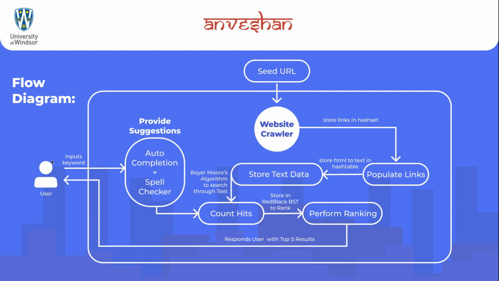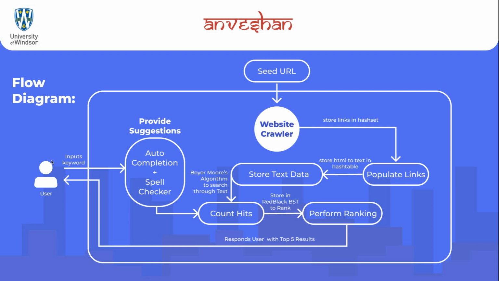So for the flow diagram, we'll start from the top. We enter a seed URL, which the web crawler uses and visits all the other links that are linked to it. Basically what we do is we populate those links and store them, then we fetch the HTML and we convert that into text and we store that in our data structure.